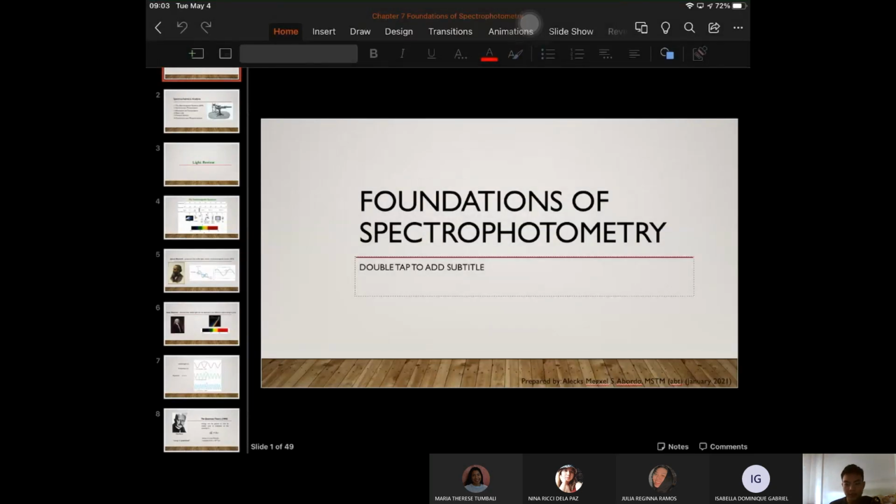So ano yung takeaways natin ngayon? Ang takeaways natin is that number 1, light interacts with matter. Because according to Albert Einstein, there is what's called the wave-particle duality of light, the dual nature of light.